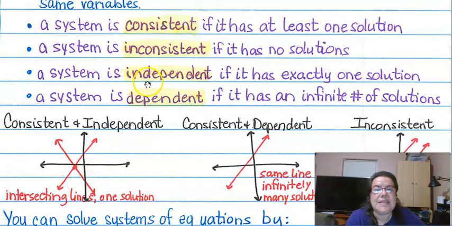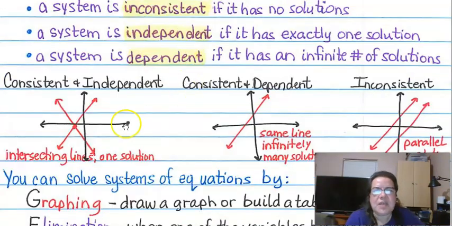A system that is independent has exactly one solution. So what does that mean? Well, two lines that intersect at one point, and there they are. So these are consistent and also independent, because they touch, they intersect, and they have one solution.